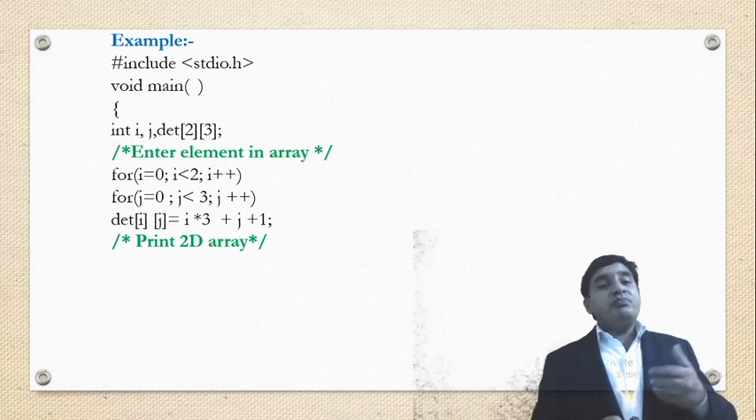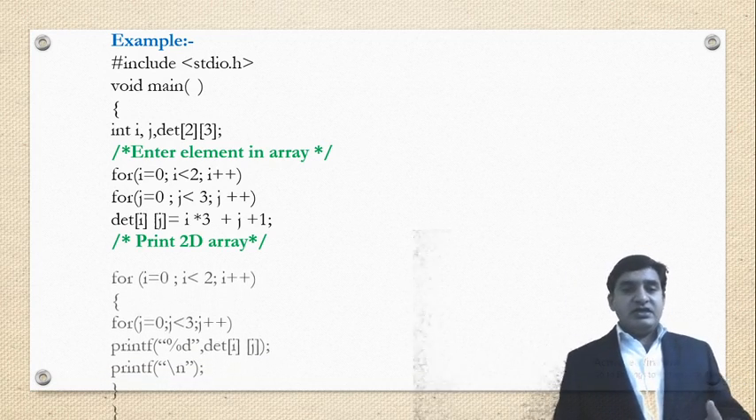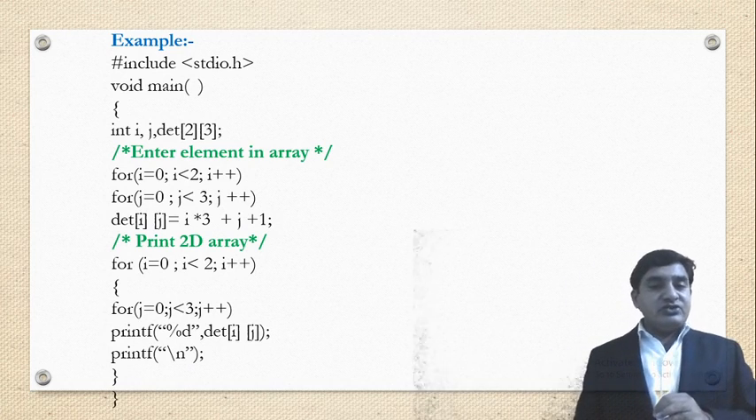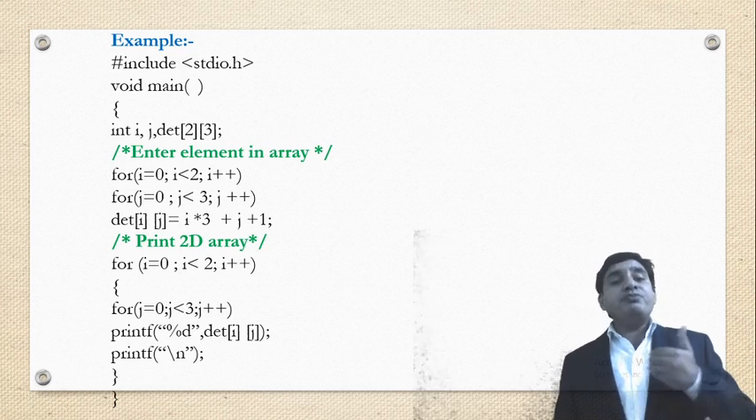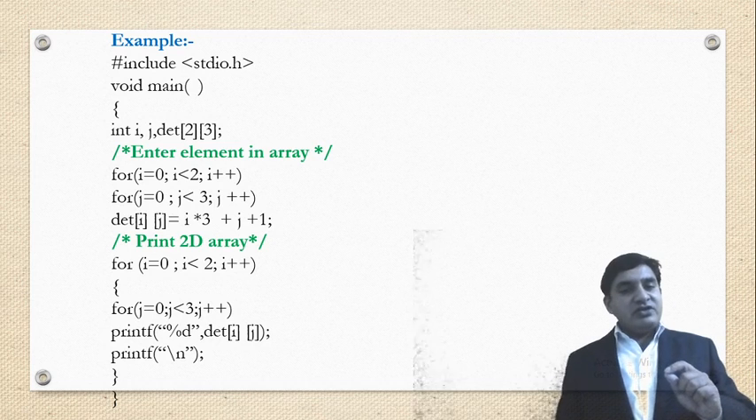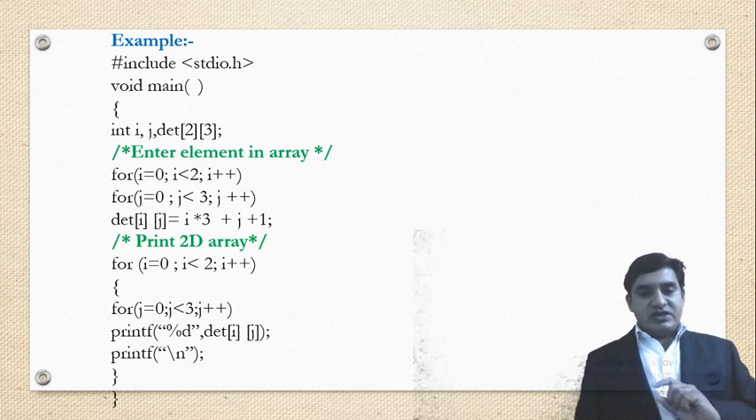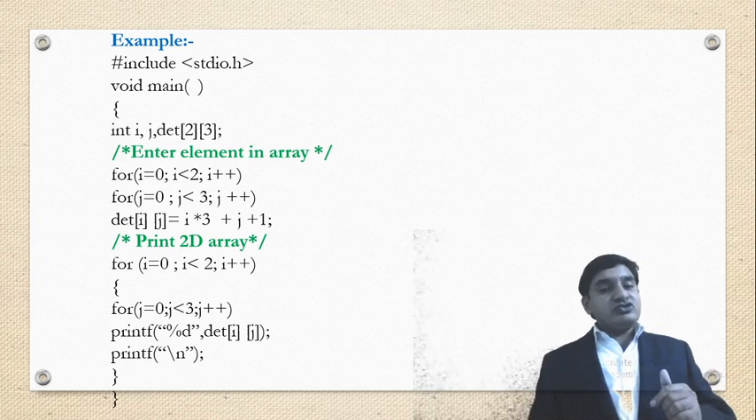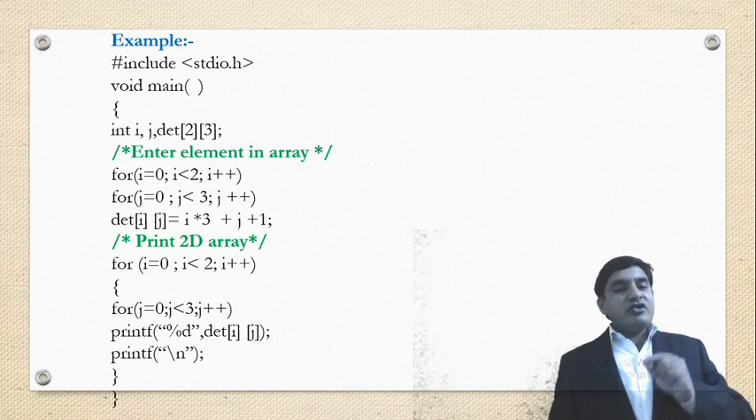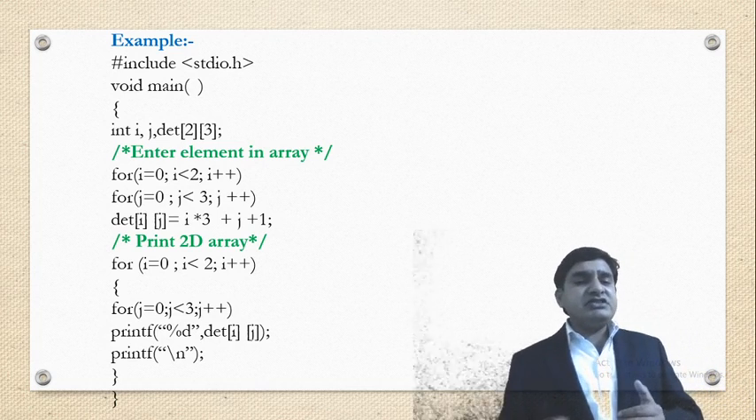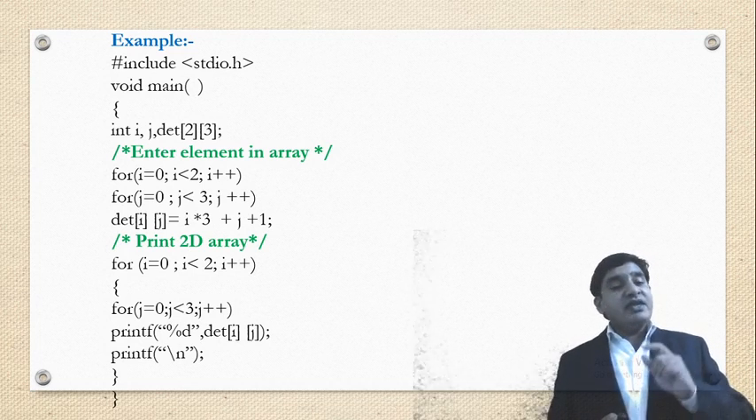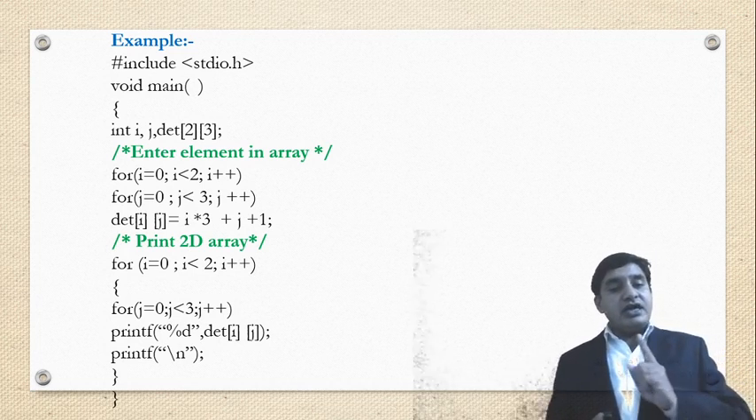Now print the 2D array. Very simple. For that, i is equal to 0, i is less than 2, and i is incremented. The first value of i is 0 and the second value is 1. Now again we use a for loop for the column. For that, j is equal to 0 and j is incremented, that is j plus plus, while j is less than 3, that is 0, 1 and 2.